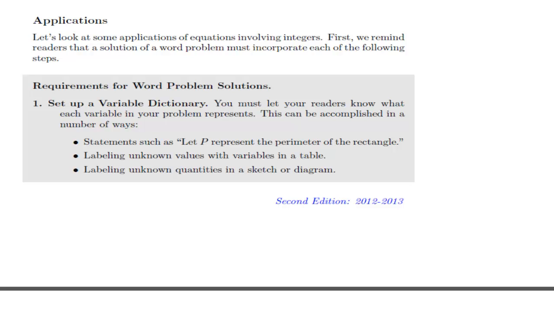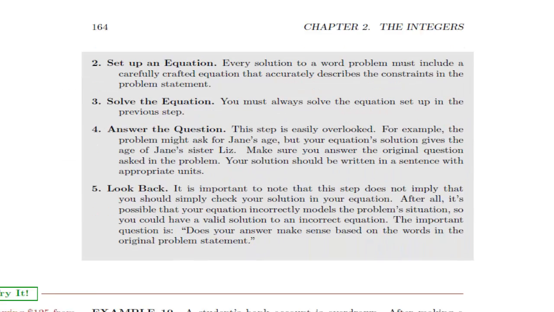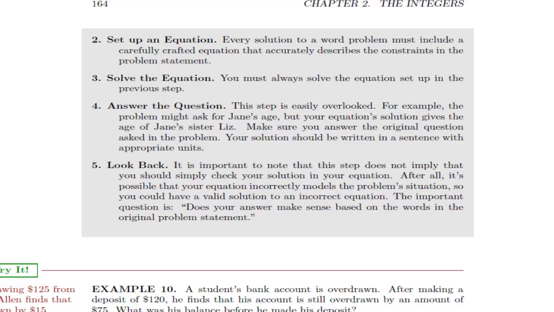You can use statements such as let p represent the perimeter of the rectangle, or labeling unknown values with variables in a table, or you can use labeling of unknown quantities in a sketch or diagram. 2. Set up an equation. Every solution to a word problem must include a carefully crafted equation that accurately describes the constraints in the problem statement. 3. Solve the equation. You must always solve the equation set up in the previous step.